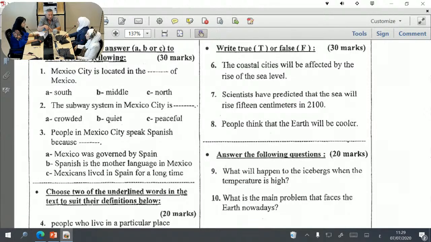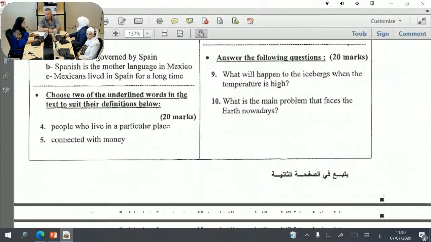Then 9 and 10, answer the following. We need a complete answer. What will happen to the iceberg when the temperature is high? They read the answer in the text and write it completely.